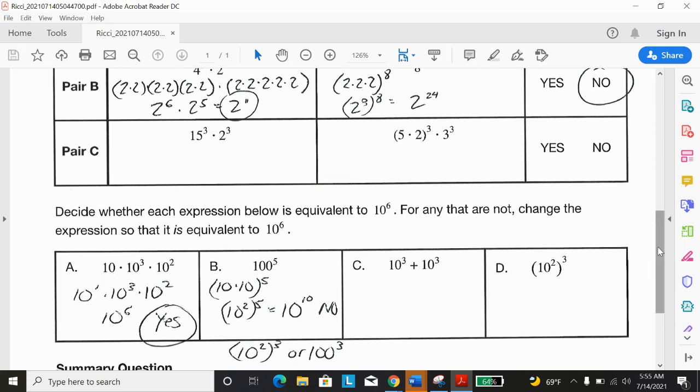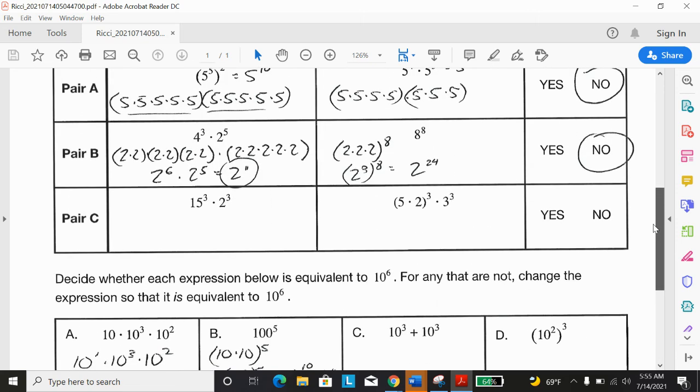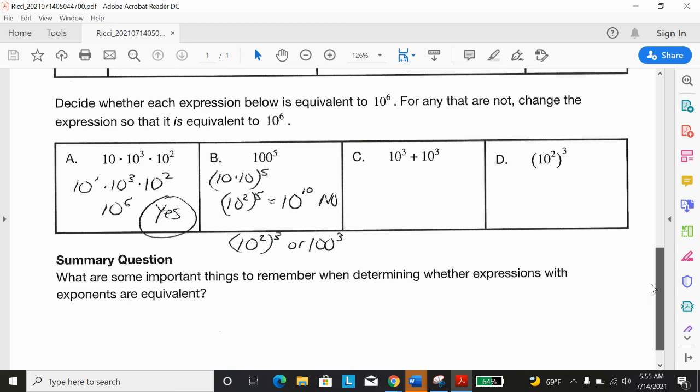See if you can do the last two and answer that last question, and then you are done. Task 19. Mr. Smith, Ms. Roush, and I will be around to help you. And that's it.